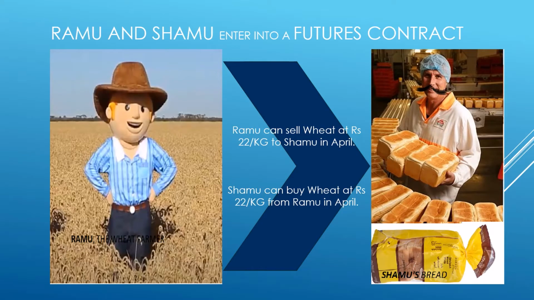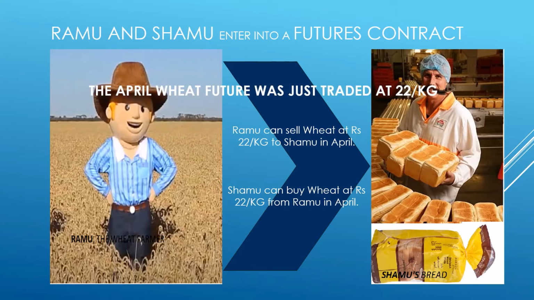What we just saw was a futures contract. The April month wheat future was just traded at 22 per kilogram. Ramu and Shamu both are free from their worries. They can make use of this futures contract to actually trade the actual quantity of wheat at a price of 22 per kilogram in April. This contract was agreed now.